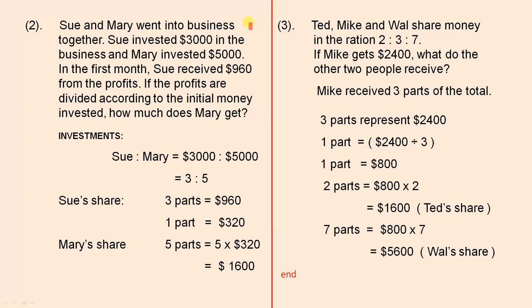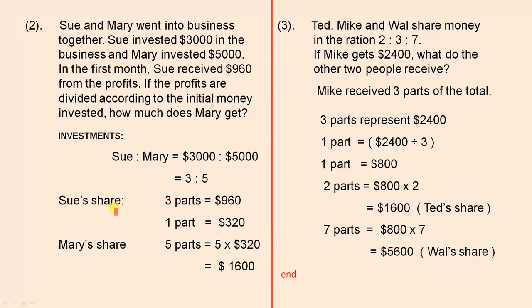Sue and Mary went into business together. Sue invested $3,000 in the business, and Mary invested $5,000. In the first month, Sue received $960 from the profits. If the profits are divided according to the initial money invested, how much does Mary get? So we have Sue is to Mary, that's with respect to the initial investments, is 3,000 to 5,000. When we simplify that, we get 3:5.